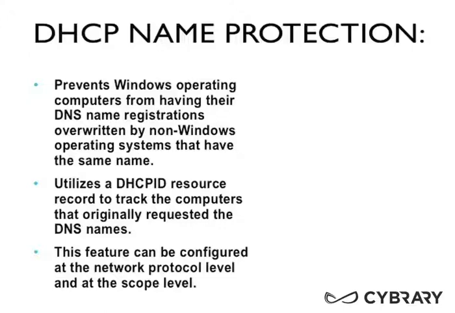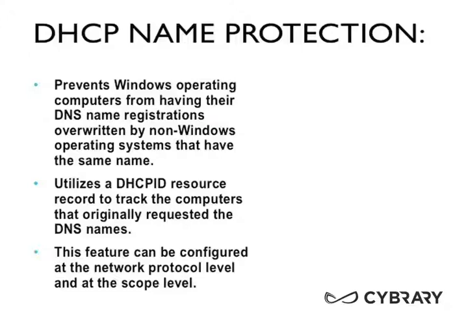Let me give you an example. You have a name that was registered in DNS by the DHCP server. That's for Windows. Now we have Unix machines or Linux machines. You don't want them to register the same name. If the same name is registered in DNS, one of the machines will not be seen on the network. So that's why you use DHCP name protection, something you will configure.